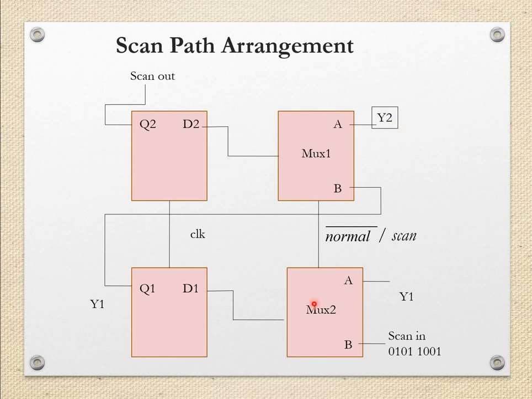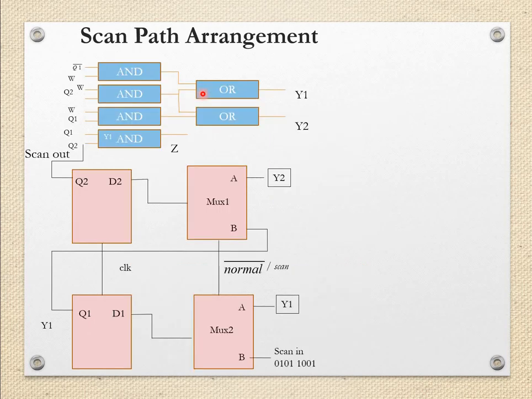In the normal mode, instead of selecting this scan input data, the data available at the A input will be selected, that is Y1, Y2, which is nothing but the output of the combinational circuit, and then that Y1 or Y2 will be available and given to the further parts of the circuit. The same diagram is shown over here, but with all the connections. So this is the procedure for the scan path.